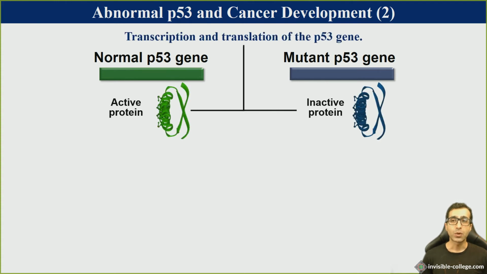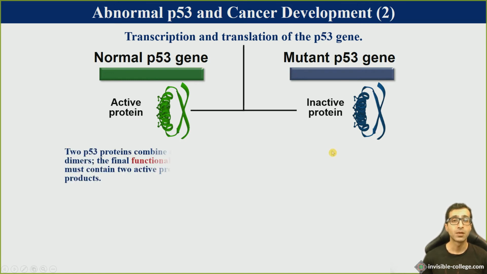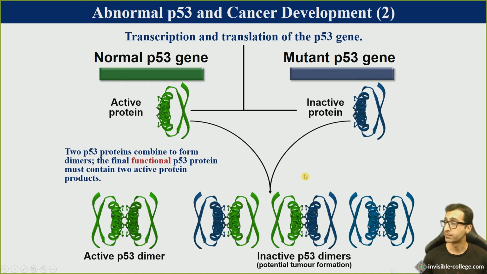So we see here that we have transcription and translation of the p53 gene, which under normal circumstances will lead to the active protein. But if you have a mutant p53 gene, this can lead to an inactive form of the p53 protein being translated. So two p53 proteins can combine to form a dimer. Now, the final functional p53 protein must contain two active protein products. So this would be the active p53 dimer, and these are all the different combinations of inactive p53 dimers, and these again will lead to potential tumour formation.